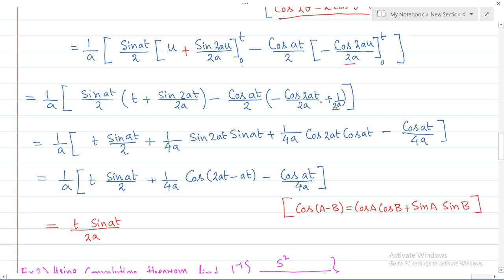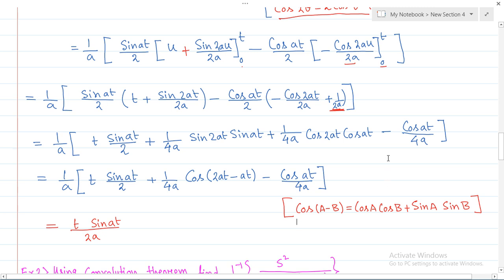Many times students make a mistake, they forget to write down this term because cos is coming. So while putting the lower limit 0, you should be very careful, and don't make any mistake like this in the exam.